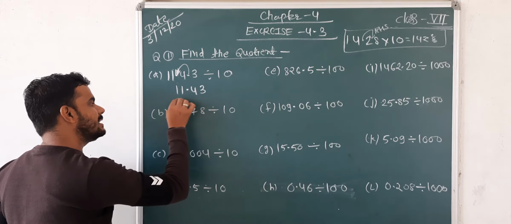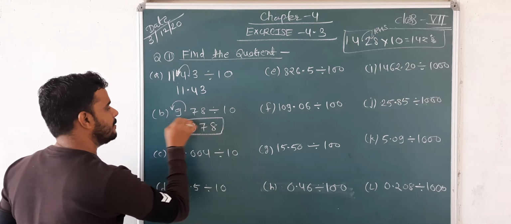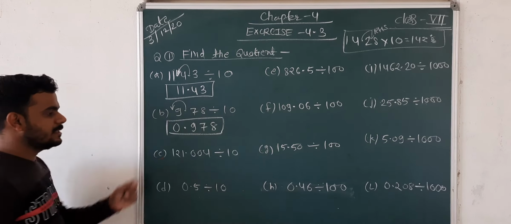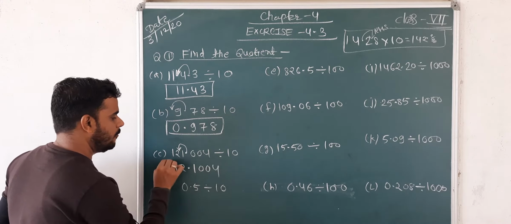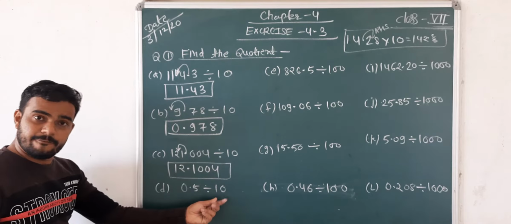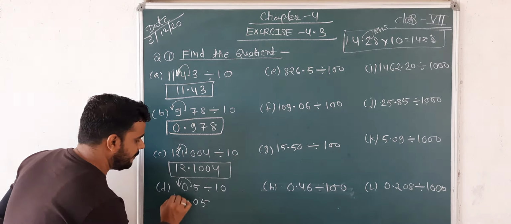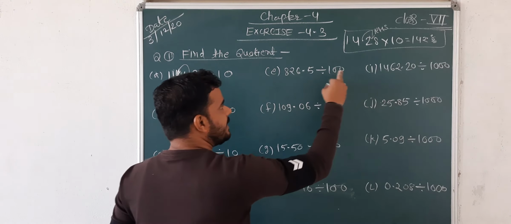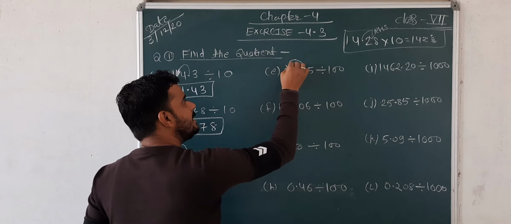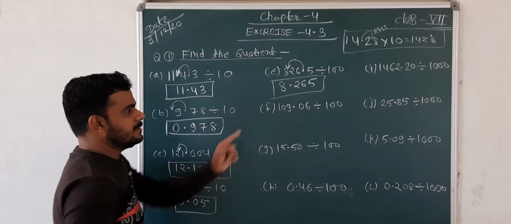One 0 is there, so the decimal moves one place, and 0.978 is your answer. Next, 10 is there, only one place, so the decimal moves left. The answer is 12.1004. Next, one place, so the answer is 0.05. Now divide by 100. Two zeros are there, so the decimal moves two places. The answer is 8.265.